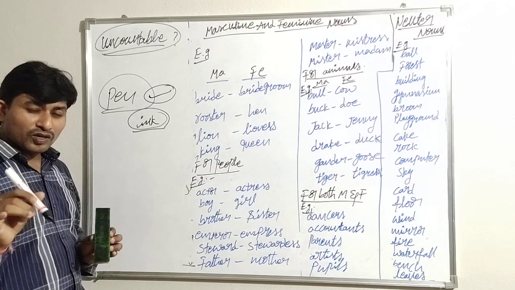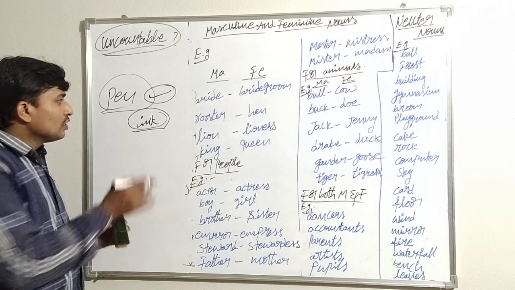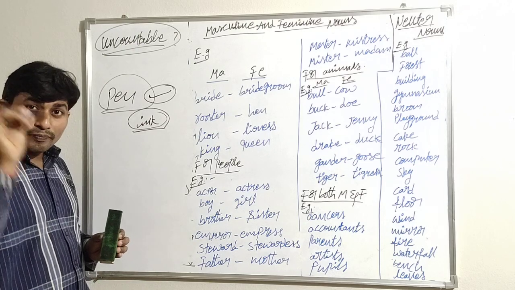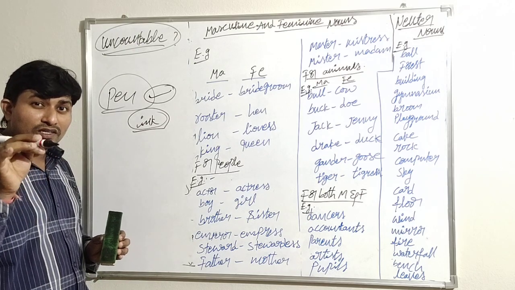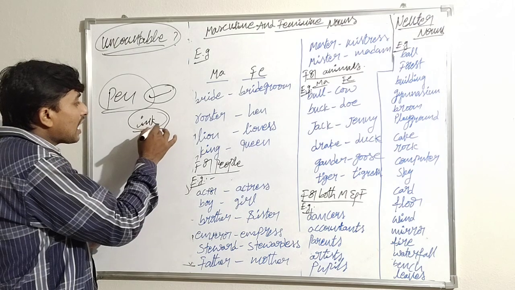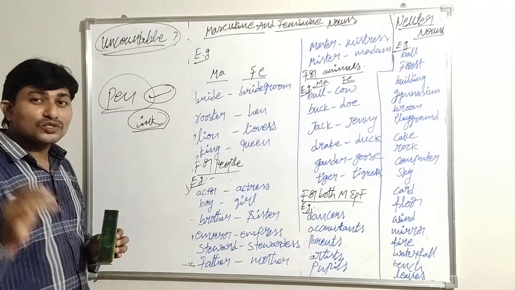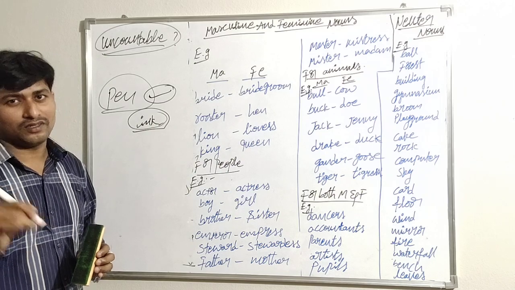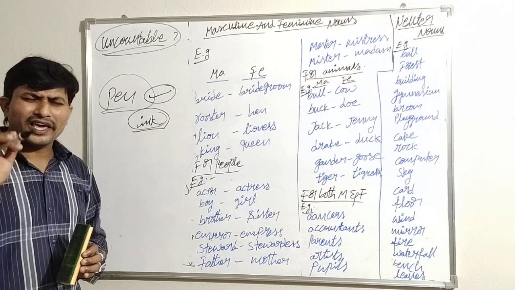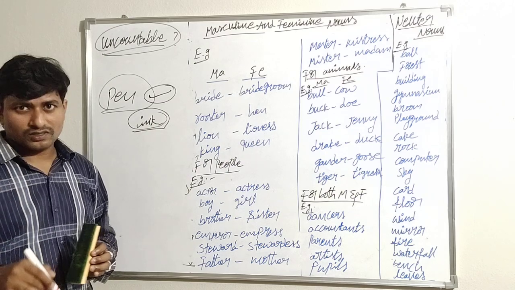But what about uncountable nouns? What we are unable to count. Pen is countable. The ink we use for writing with a pen is uncountable. So, ink is uncountable. Have you understood? So, maximum all the material nouns.